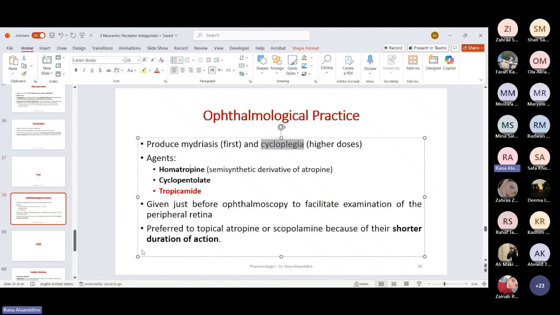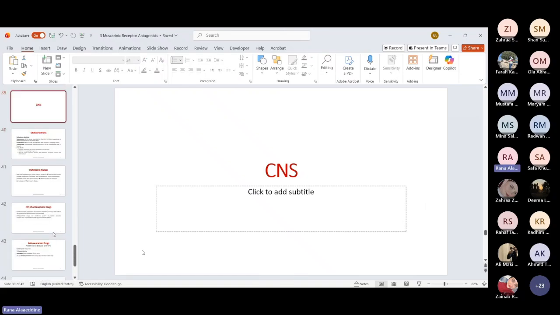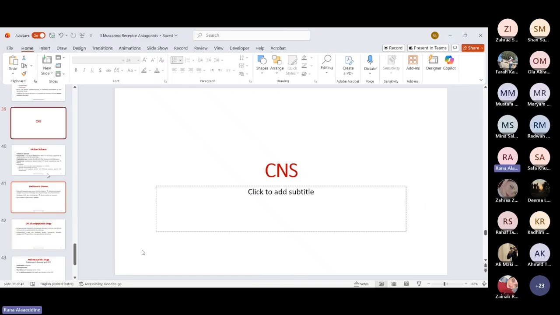Thank you so much. What are the drugs? Homatropine, cyclopentolate, and tropicamide, which is the most used. Those are the drugs that we use. The patients put them in the pupils of the eyes. Usually the patient puts them in the form of eye drops, not pills. All right. Do you have any questions?